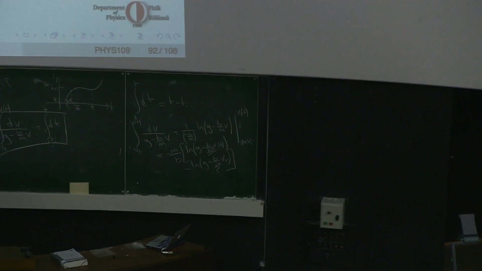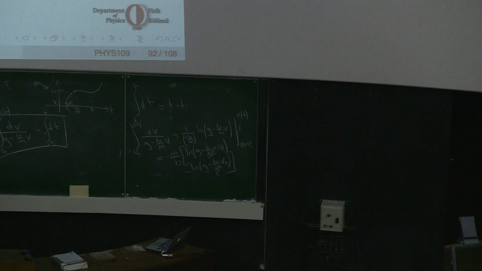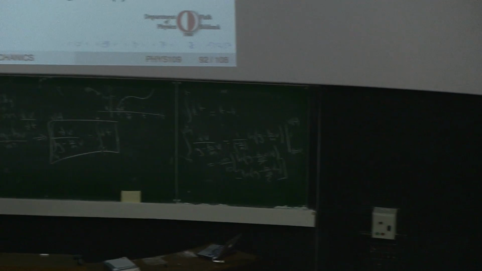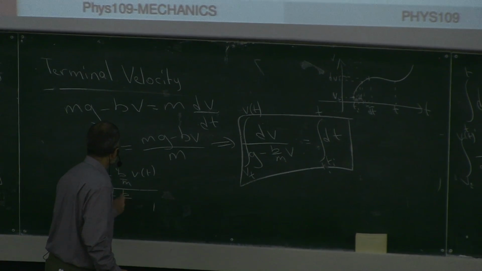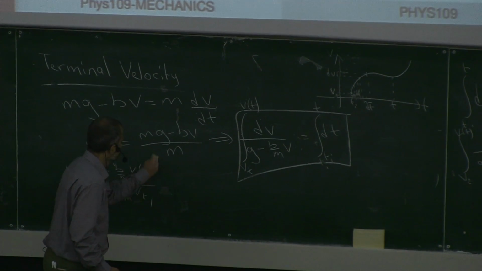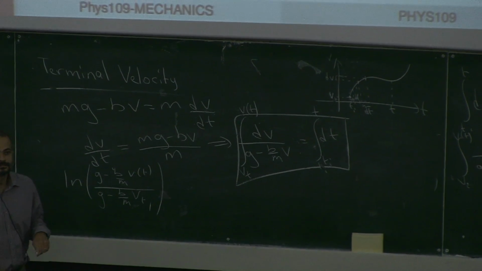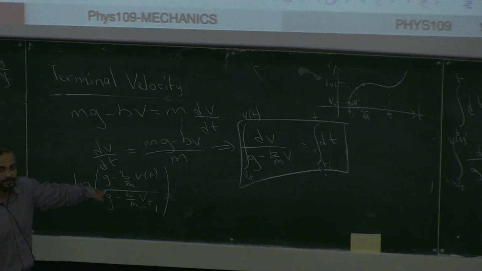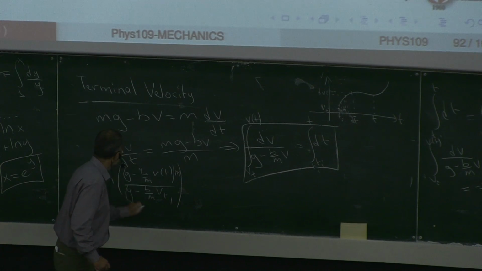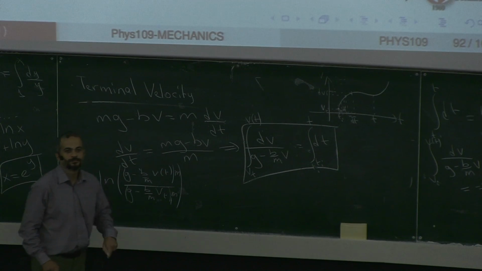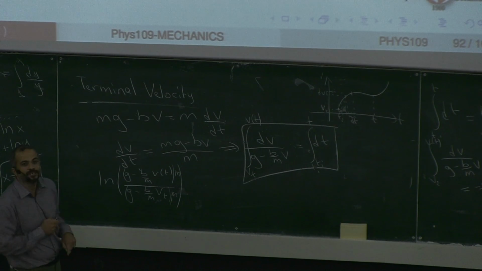Okay, I can combine these two logarithms and write the logarithm of g minus b over m vt divided by g minus b over m ve. Do you agree with this much? I multiply the numerator by m, the denominator by m. And this is what I would get.